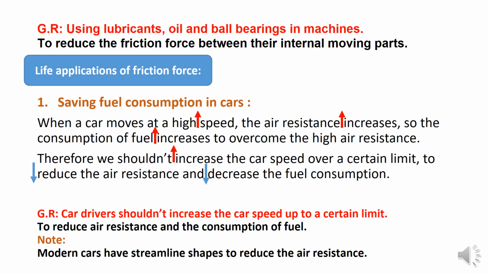Give reason. Using lubricants, oil and ball bearings in machines. So why do we use them? To reduce the friction force between their internal moving parts, to protect machines from damage.